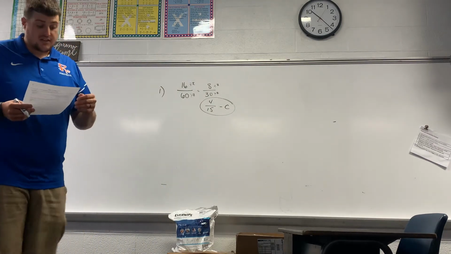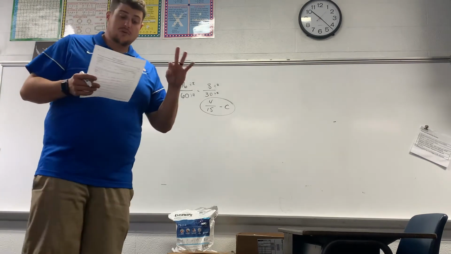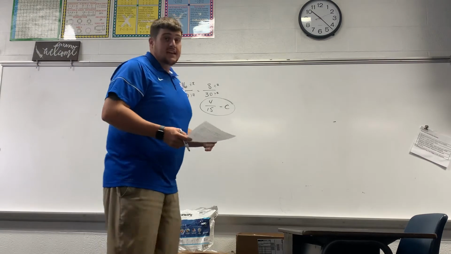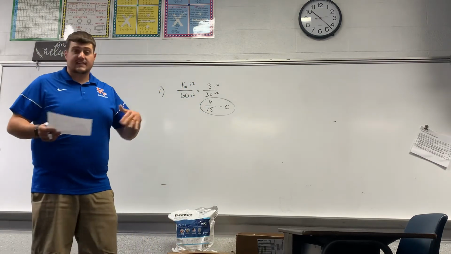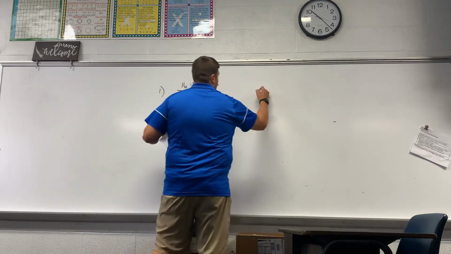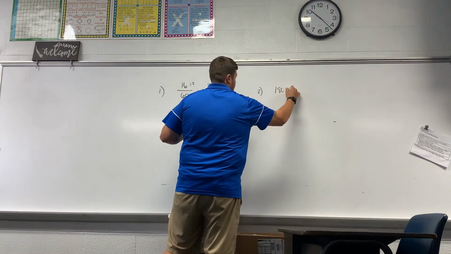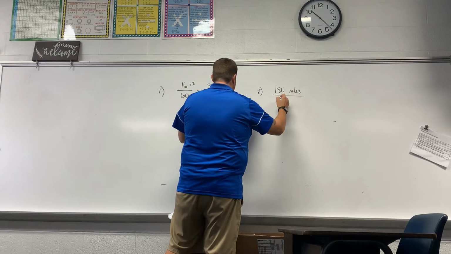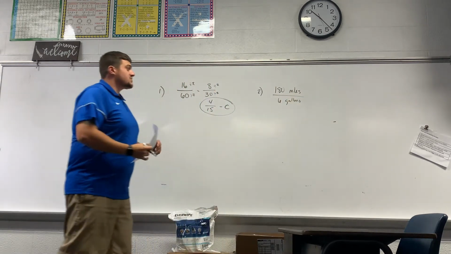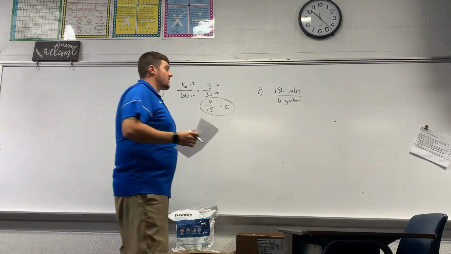So that's a ratio. So now, for 2 and 3, we're going to be writing these as a unit rate. So remember, a unit rate is when you have a 1 in the denominator. You want to get it all the way simplified down. So number 2, our rate is 180 miles. Remember to label in 6 gallons. Okay, we want to simplify that where you have a 1 on the bottom.